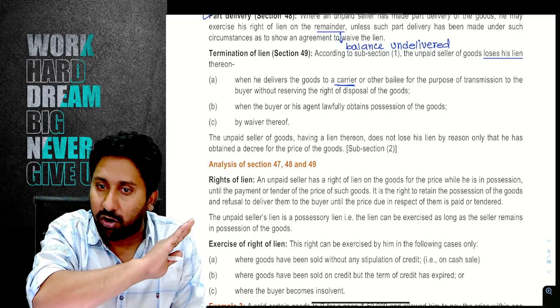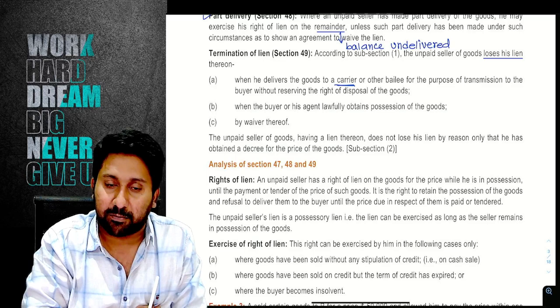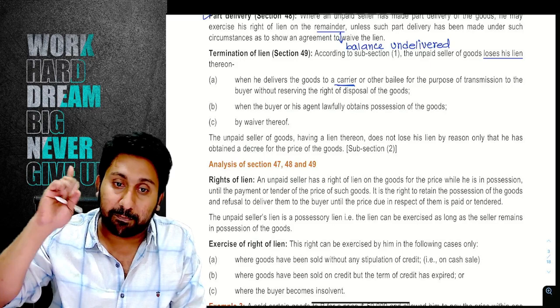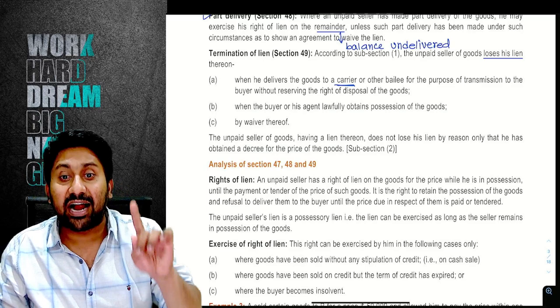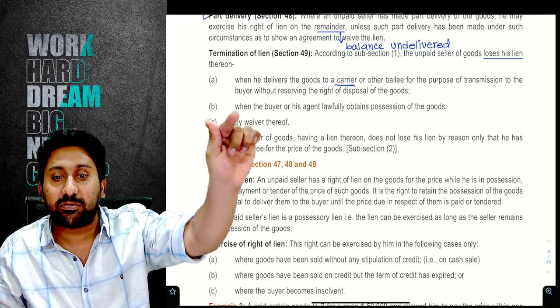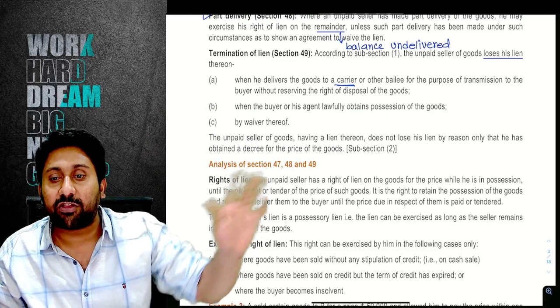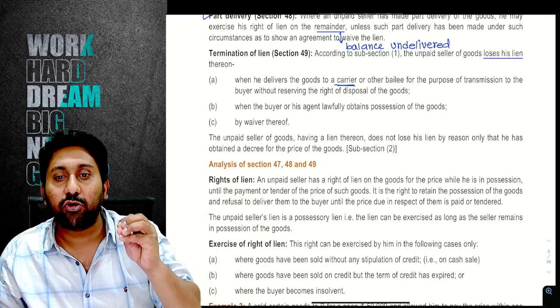Because the carrier should honor the instructions given by his principal, the seller. He said, "No sir, I will not give you the goods until and unless you sign on this bill, because we have a right to reserve the disposal of the goods. I will not dispose these goods from the vehicle to you unless and until you make the payment." Now listen carefully to the point.